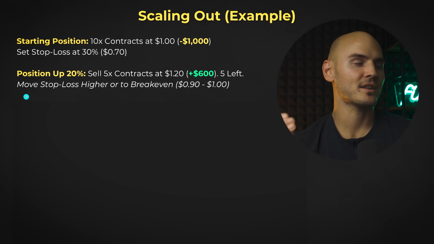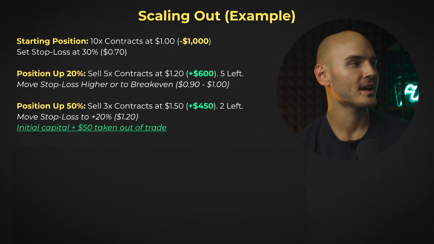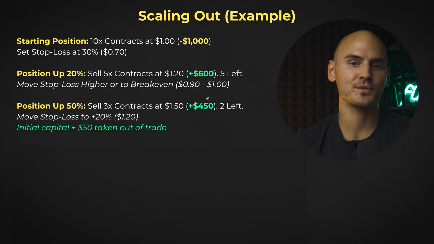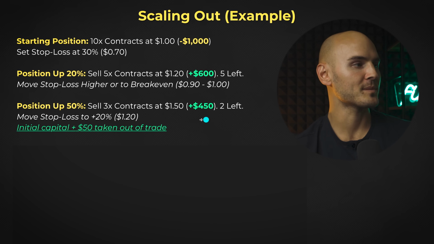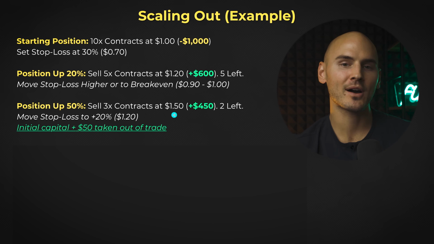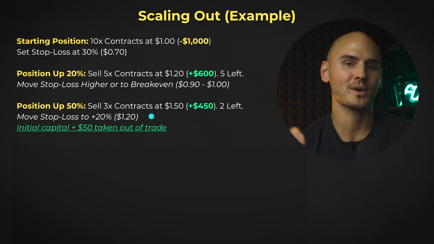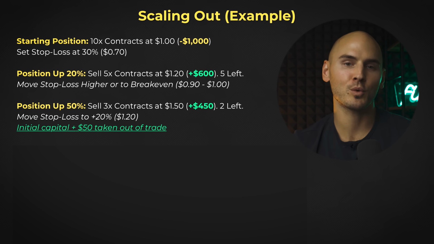Now let's say after that, the position continues moving in our favor and we get up to a 50% return on our contracts. At this point, we could scale out even further and we could sell 3 contracts at $1.50, and this would collect another $450 back into our account, leaving another 2 contracts remaining. At this point, we could move our stop loss up again, to a 20% return from the initial price. So since the contracts are now at $1.50, we could move our stop loss up to $1.20. And therefore, if we go back to the $1.20 price, we will close the remainder of our contracts for a 20% return.